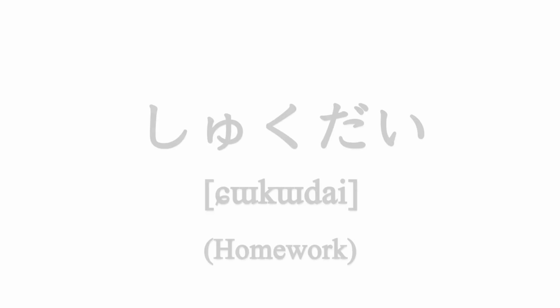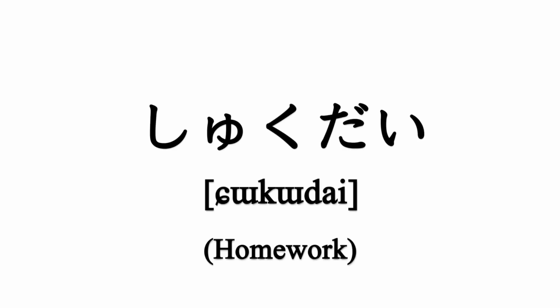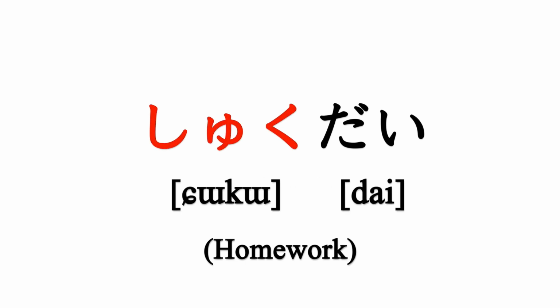With that in mind, let's go further. When it comes to natural spoken Japanese, Japanese people tend to pronounce two moras as a pair. For example, the word 宿題. We pronounce these two moras as a pair, and these two moras as the other pair. Like 宿題, 宿題.